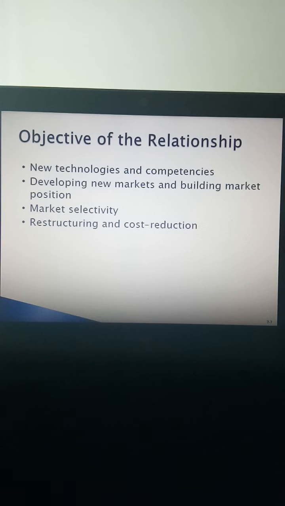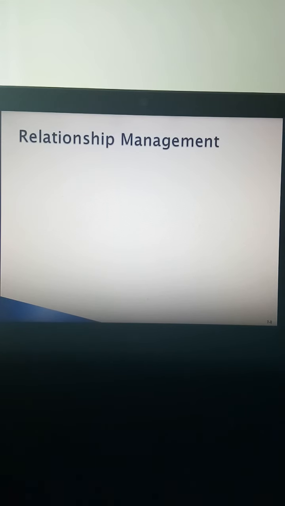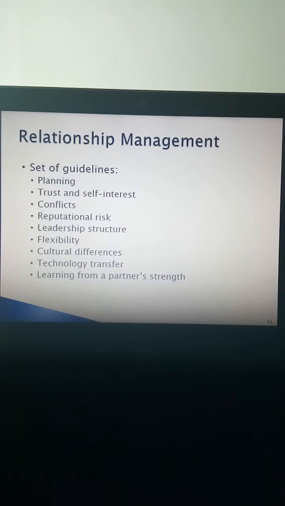And for example, in our industry also, McDonald's has its own food factory in Shanghai, China, to address the need of restructuring and cost reductions. Okay, usually the cost reduction is the main target of strategic relationship. All right, we move to next slides, which discuss relationship management.